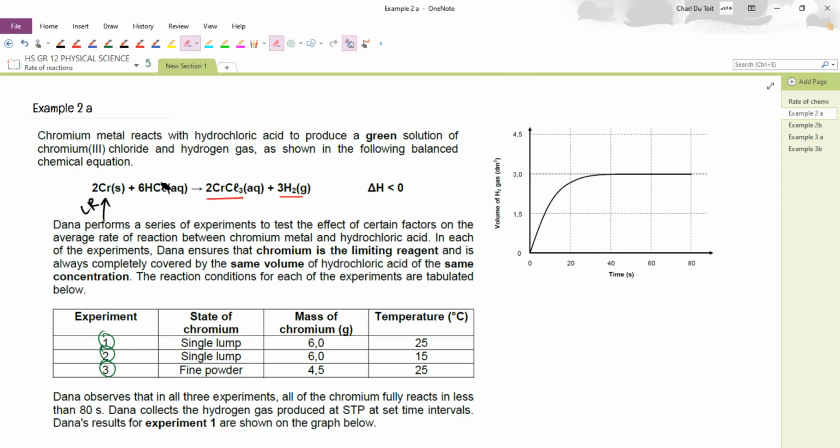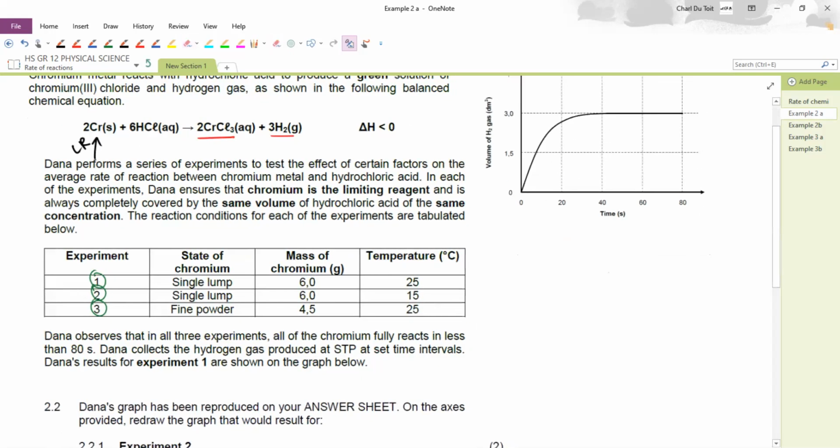Okay. Dana ensures that chromium is the limiting reagent and is always completely covered by the same volume of hydrochloric acid of the same concentration. So she's using the same hydrochloric acid with the same concentration. She's just going to play around with the chromium. Okay, the reaction conditions for each of the experiments are tabulated below. So she's made a table of each of her findings.